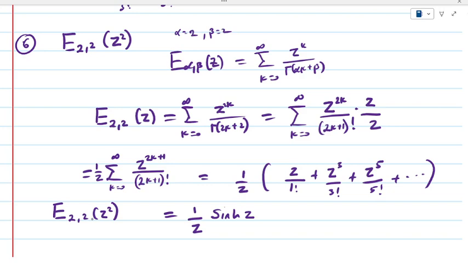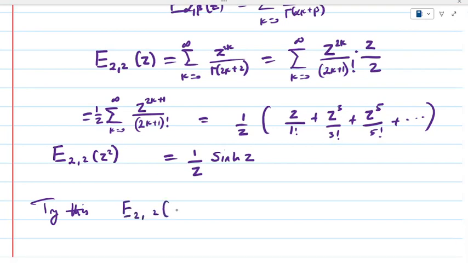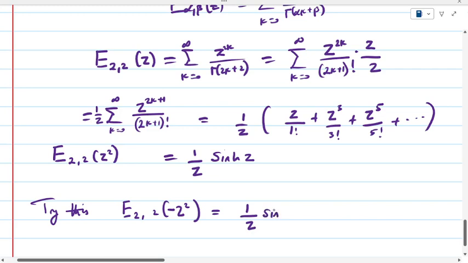So on your own, you can also check, let me call it, try this, where we have the Mittag-Leffler function E_{2,2} of minus z squared. So this, if you follow the previous video, we have 1 over z sin z. So you can actually try that on your own.